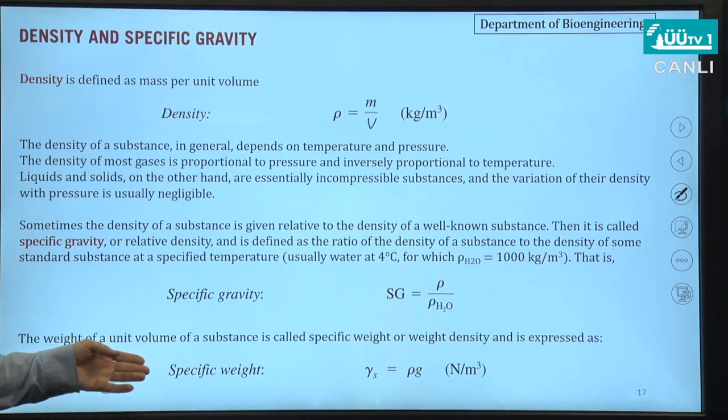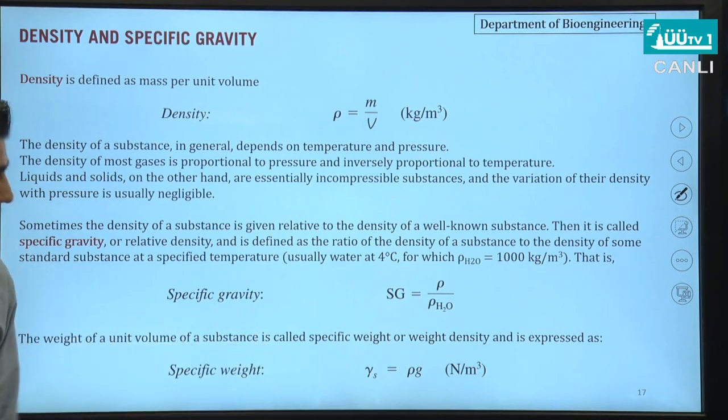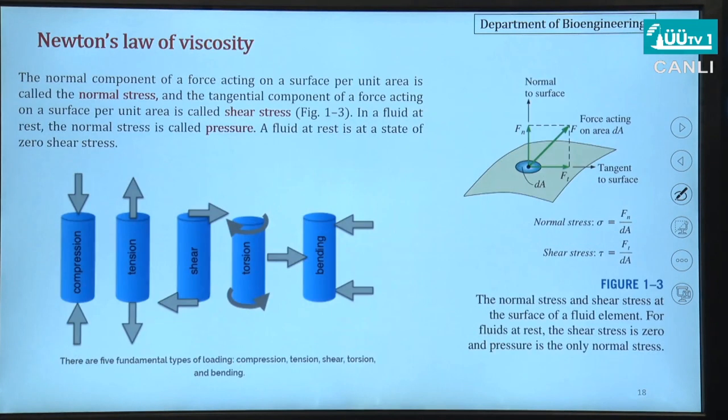It is specific weight, which is the weight of a unit volume of a substance. We can easily calculate it by knowing the density of that fluid and the gravitational acceleration. Okay, now it's time to learn Newton's law of viscosity, but before coming to that term, it is better to review what normal stress is and what shear stress is.